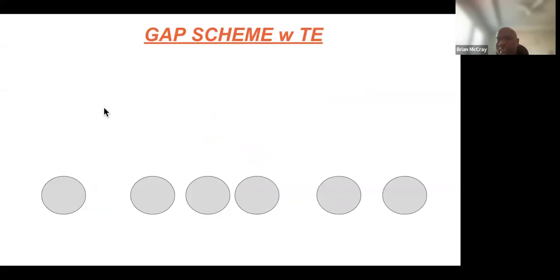Okay. Now, what about a gap scheme? So again, we've got the normal good old gap scheme here, like counter or bug or whatever, against a four-front. So again, I'm going to put a 4-3 up here. It's the center, three technique, shade. I'm going to put a Mike here, put a defensive end in here. So again, if you have a bug counter or whatever, it's fine.